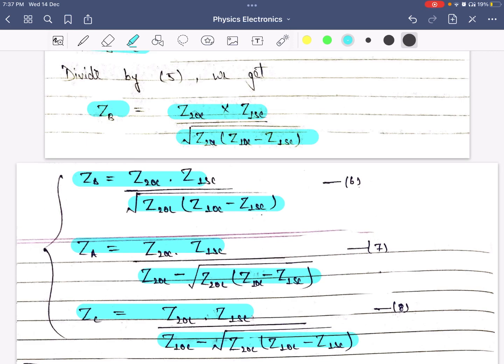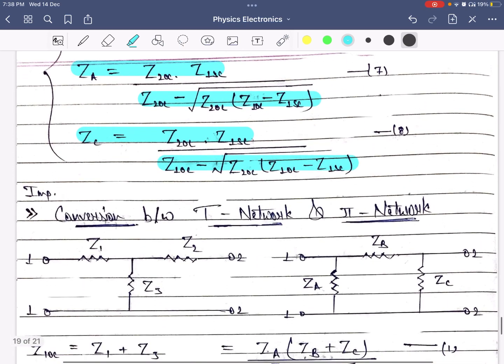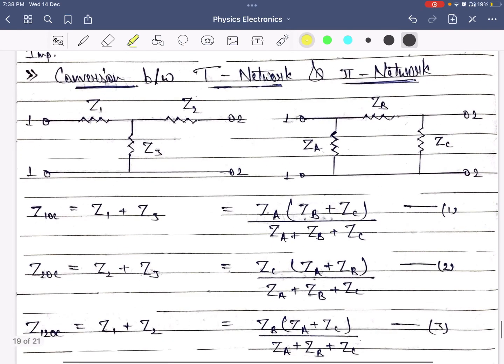Until now, we have studied how to find the impedances for the T and pi network. Now we will study how to convert a T network into a pi network.